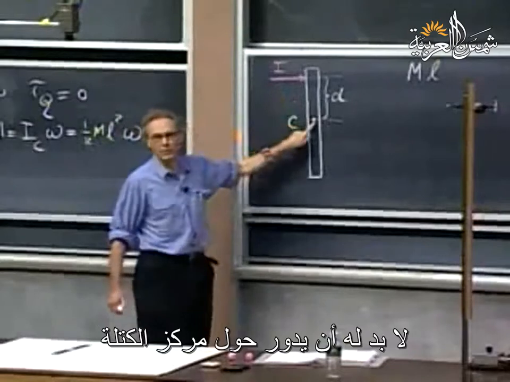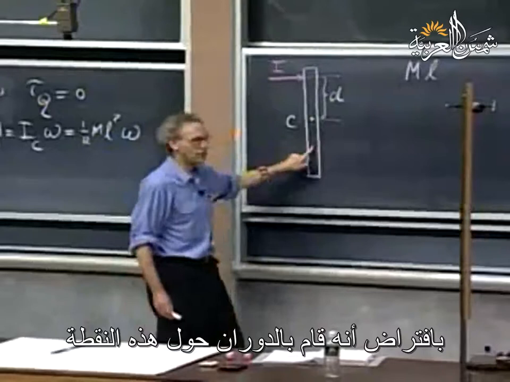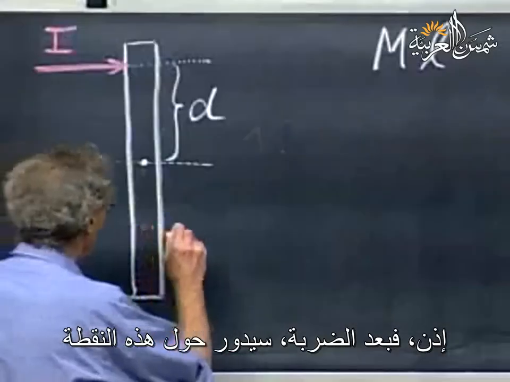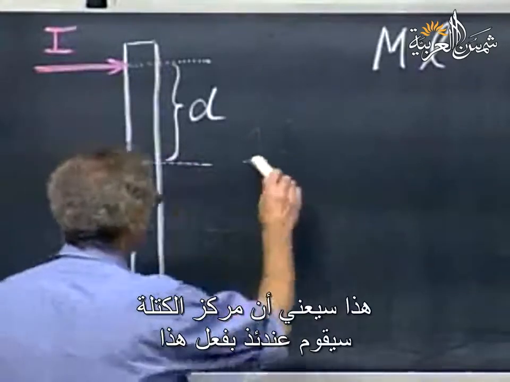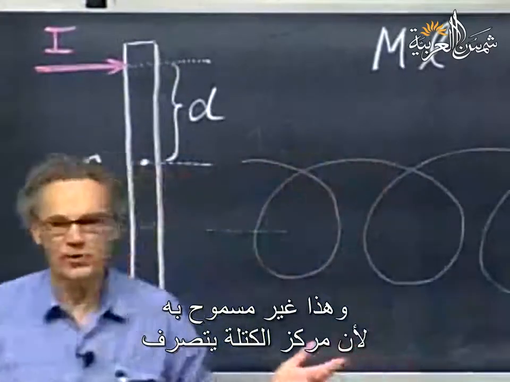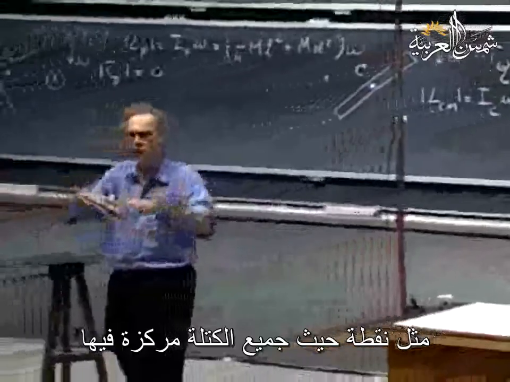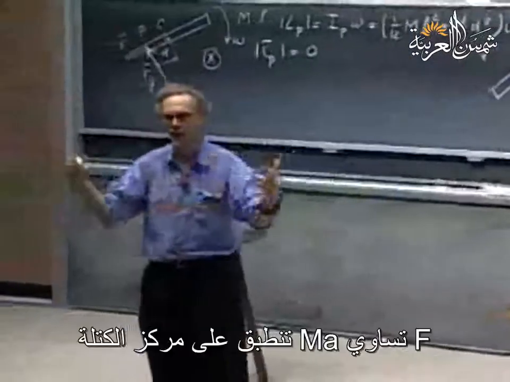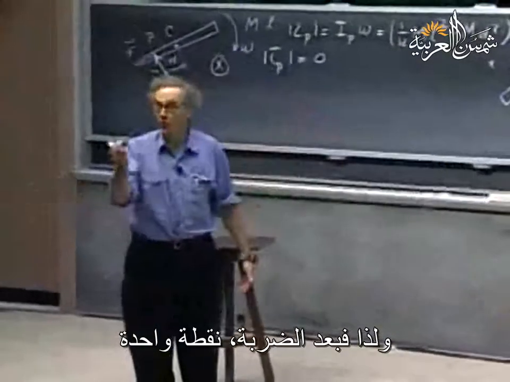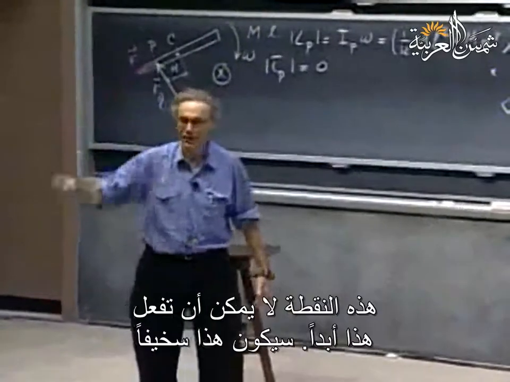It must rotate about the center of mass. It cannot rotate about any other point. Suppose it rotated about this point, just for sake of argument. So after the hit, it rotated about this point. That would mean that the center of mass would then do this. And that's not allowed, because the center of mass behaves like a point in which all the mass is concentrated. F equals ma holds for the center of mass. And so after the hit, a single point, because the center of mass can always be considered to be a single point with all the mass in it, that point can never do this.